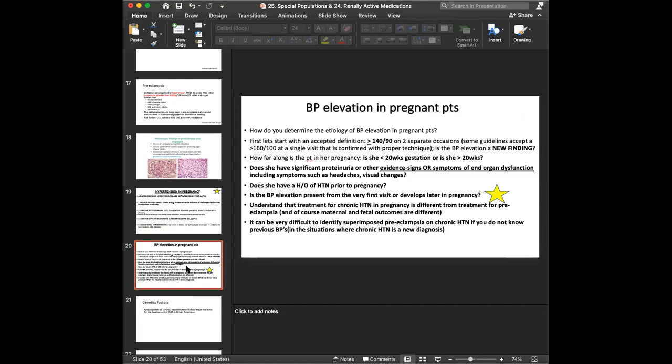Okay, BP elevation in pregnant patients. Look for proteinuria or signs of end organ dysfunction, like headaches and visual changes. Make sure you know when the blood pressure developed. Was it before pregnancy, during pregnancy, or did it go away right after, or did it just develop?